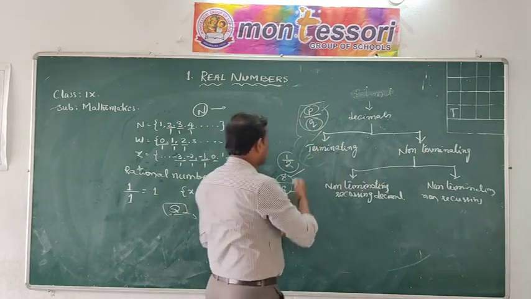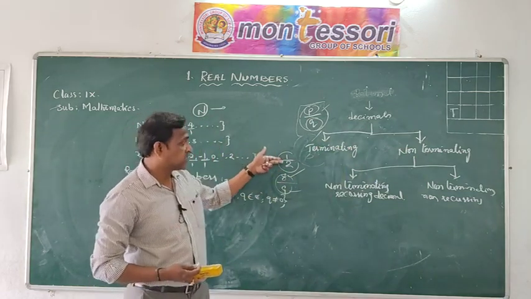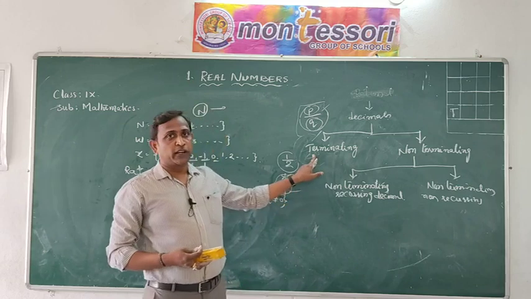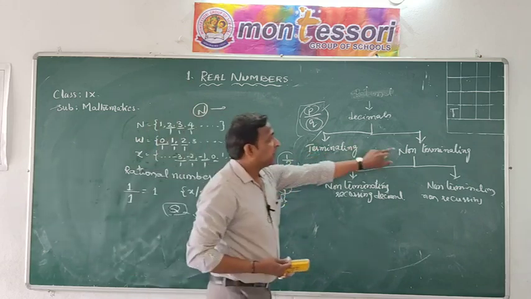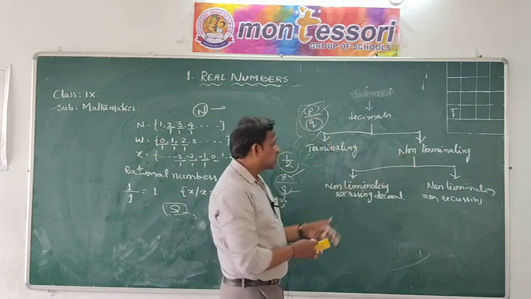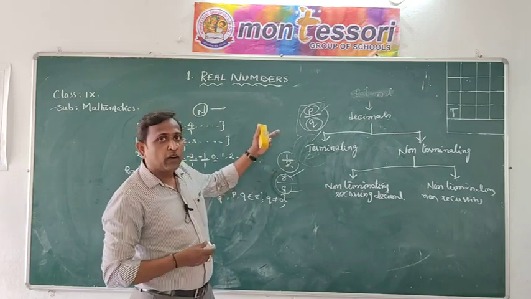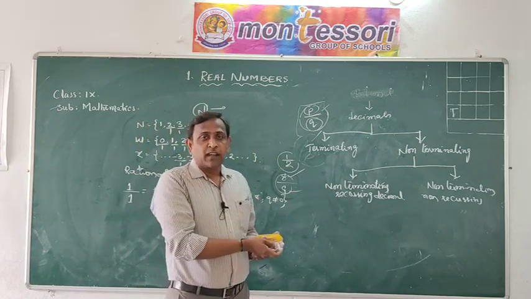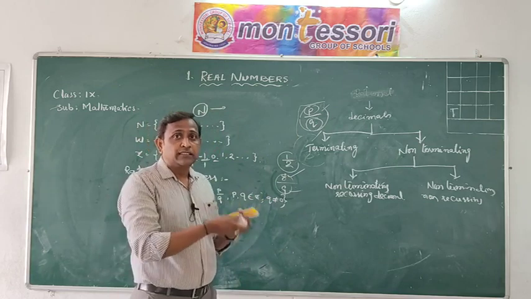Terminating decimal means, I have given that example 1 by 2. If you find this decimal presentation here, you are getting 0.5. So that is called the terminating decimal. And here non-terminating, again the two types are there. Non-terminating recurring decimal. Suppose if you take 1 by 3 and divide it, you will get a non-terminating decimal, but that is repeating.